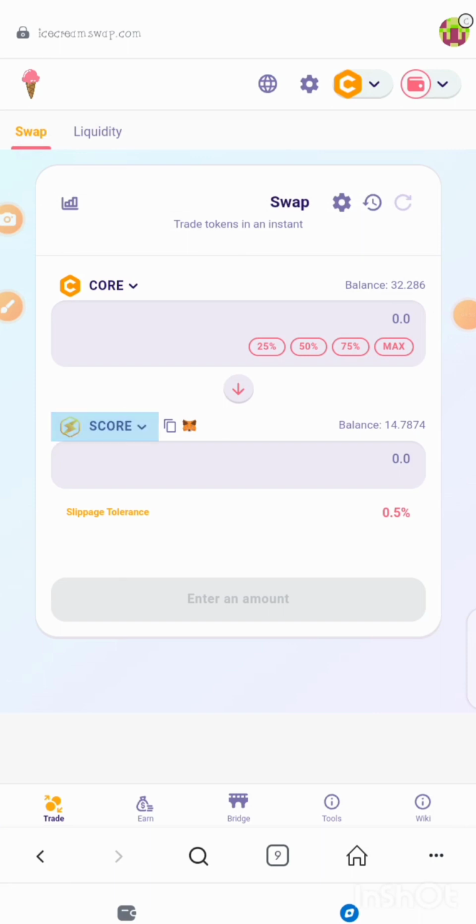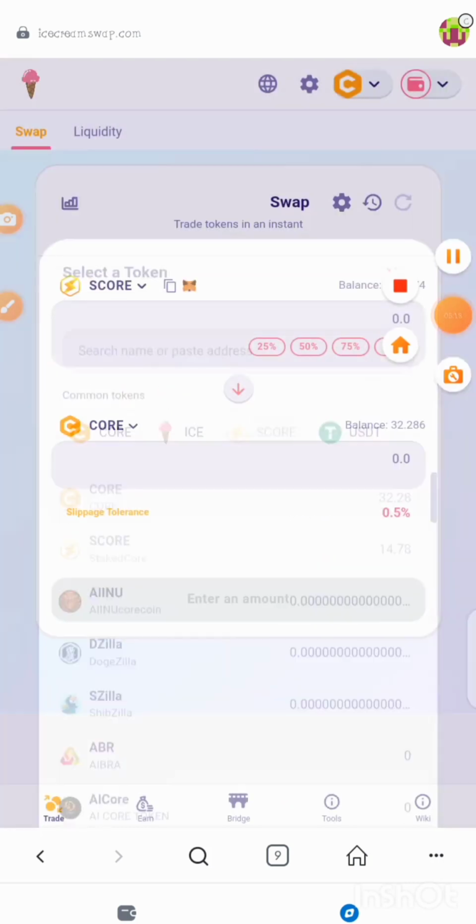So let us convert 15 core to ice, because these are the two tokens that we are using. We'll convert 15 core into ice. Click on ice. MetaMask sometimes can be frustrating, guys. The thing is hanging, so let's be patient.